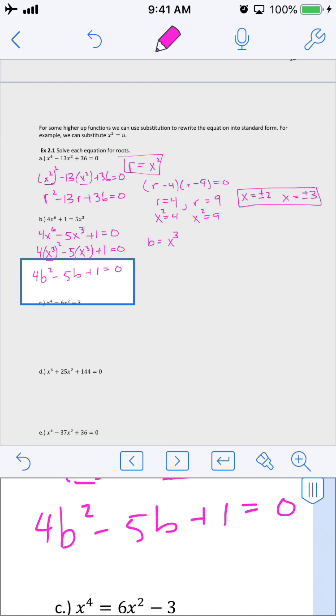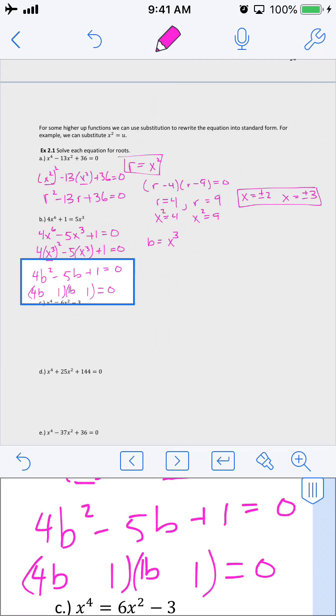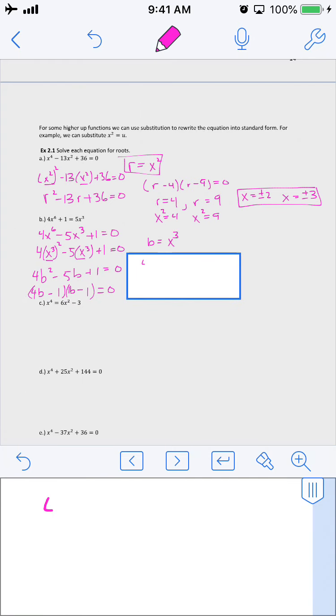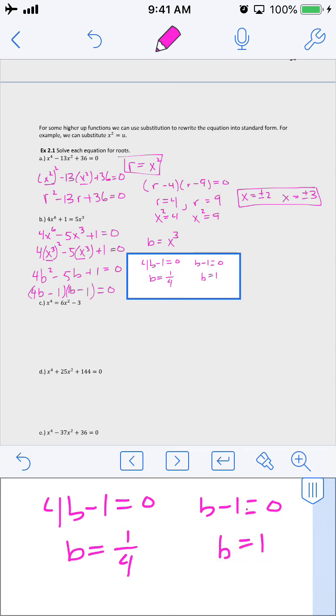Okay, so now I can solve this. Again, I can factor it. If you didn't want to factor, you could use the quadratic formula. It's going to take you 8 extra steps, but I'm going to try and factor it. 4 and 1. I could use 2 and 2, but the only way to get 1 would be 1 and 1. To get -5, -4, -1. Cool, solve that. So now I have 4b minus 1 equals 0, or b equals 1 over 4, or b minus 1 equals 0, b equals 1.